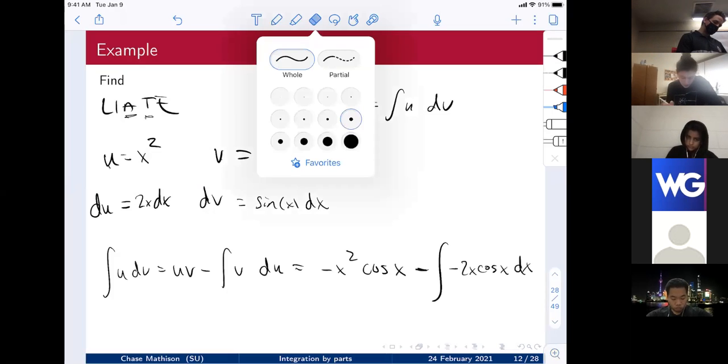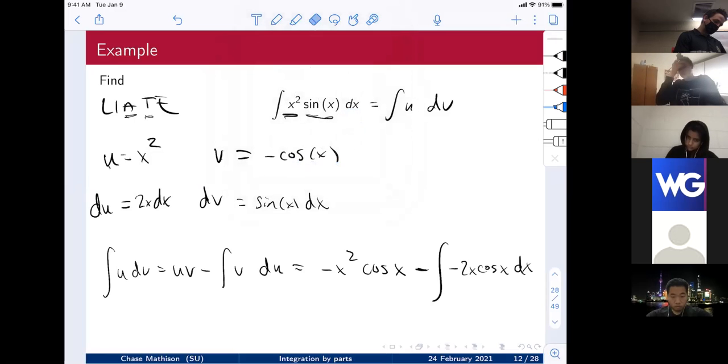And so constants I can pull out in front. So this is really going to become plus 2 times that integral of x times cosine of x, right?